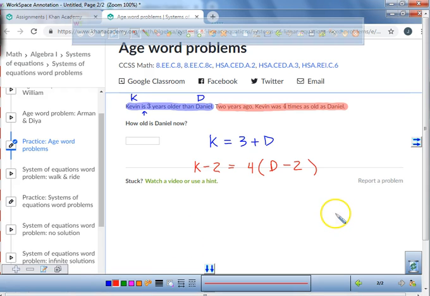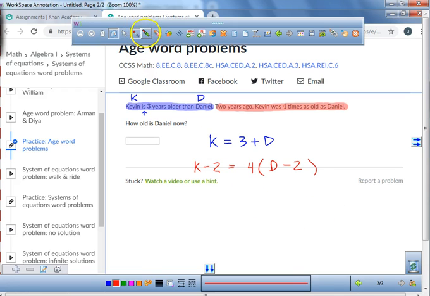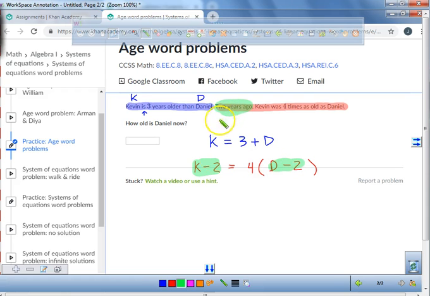All right, so here we go. What we're going to do first is solve this by hand. Then we're going to use Desmos to check. Now, the thing I want you guys to remember is this. Anytime you see something years ago, that's what you're going to have to do. If I said it was 5 years ago, then it would be K minus 5 and D minus 5. If it was 10 years ago, then it would be what? K minus 10 and D minus 10. So that's going to be important when you're setting this up.